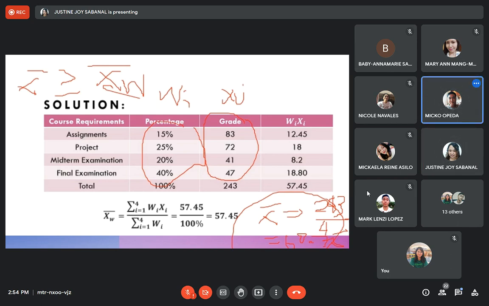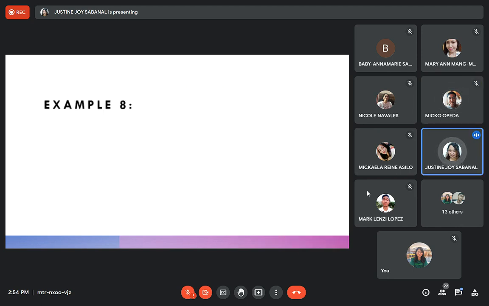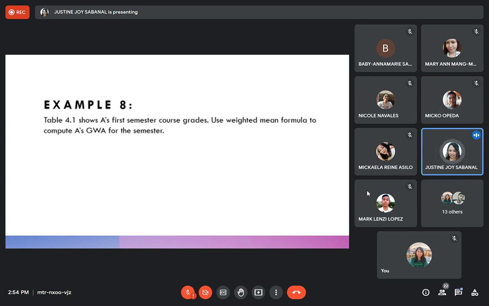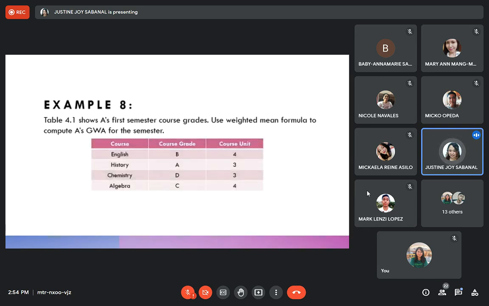Clear po, ma'am. So, next example po, table 4.1 shows A's first semester course grade. So, use weighted mean formula to compute A's GWA for the semester. So, the courses are English, History, Chemistry, and Algebra. For each course po, he or she received a course grade of B, A, D, C with course units of 4, 3, 3, 4 respectively.